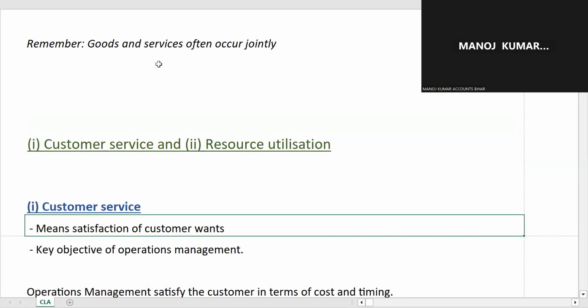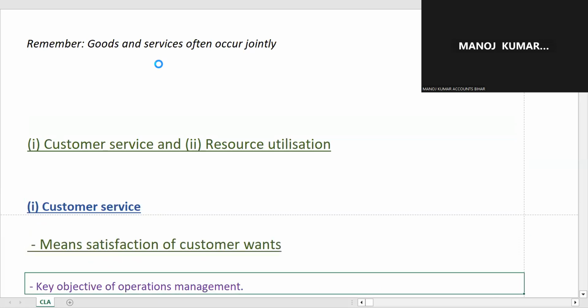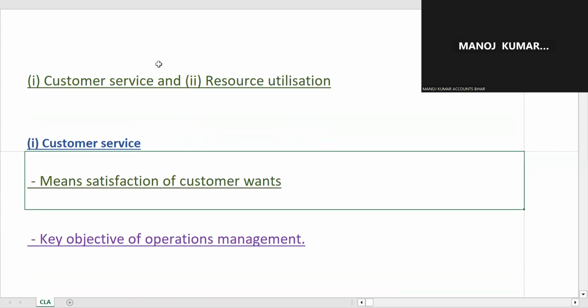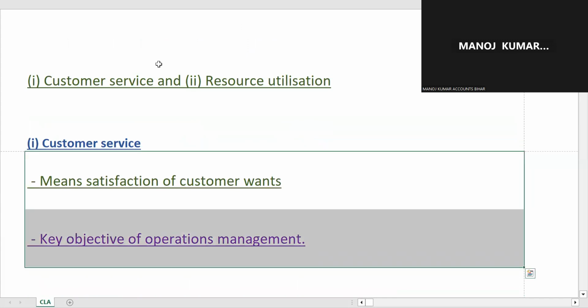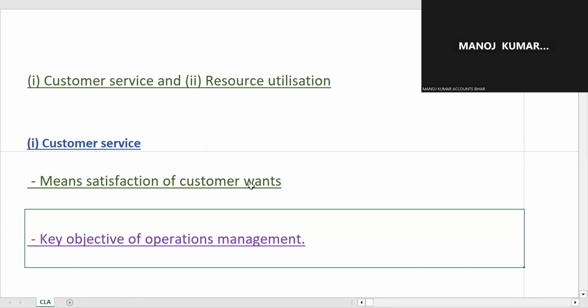Now customer service means satisfaction of customer wants, and satisfaction of customer wants is the key objective of operations management. Number one objective is customer service, satisfaction of customer wants, because if the customer is not satisfied, your business will not continue. So it is most important.